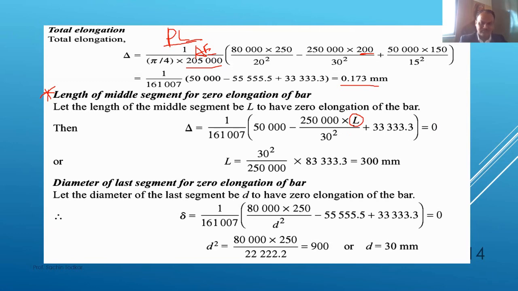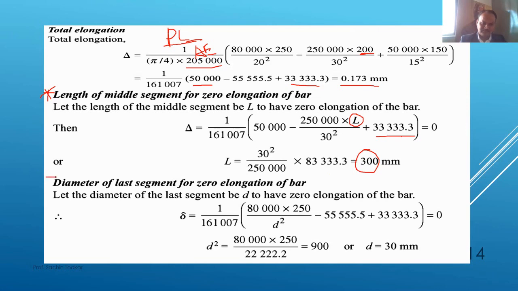This one equation is there and one unknown is there. We have already calculated this as 50,000 here, so we'll put 50,000. This is calculated as 33,333.3. We'll write 33,333.3 here, and we'll solve this numerical for the value of L. And we'll get, if we increase the length of the middle segment by 300 mm, then the total elongation will be nullified. Total elongation will be 0. So this is a simple part.